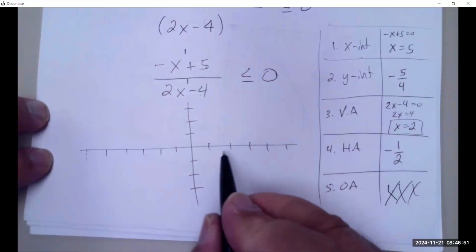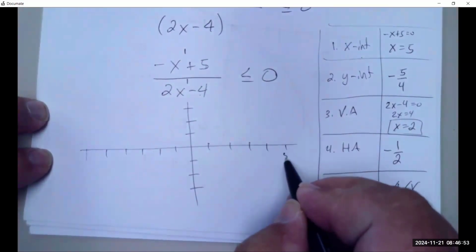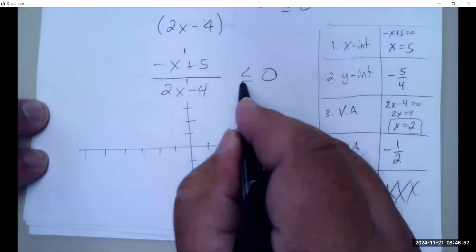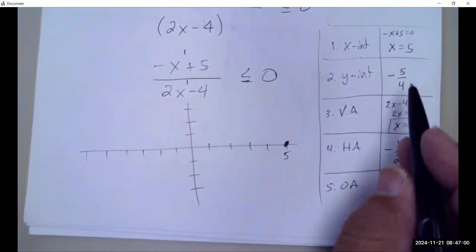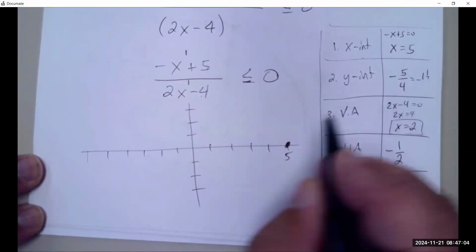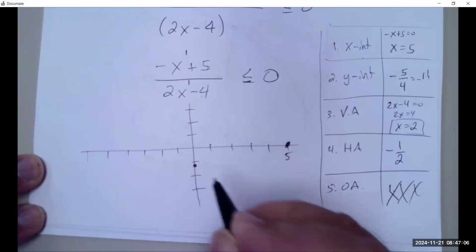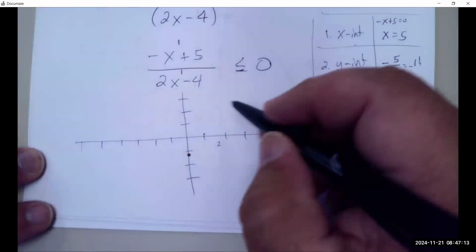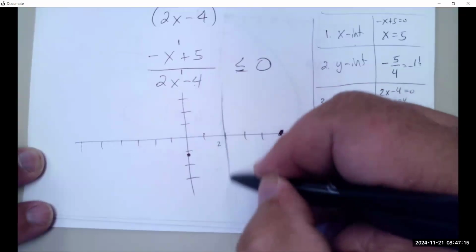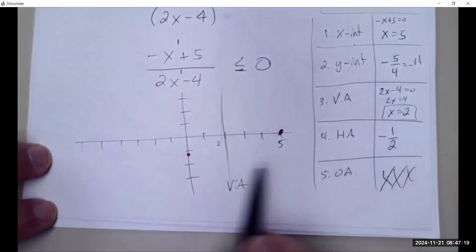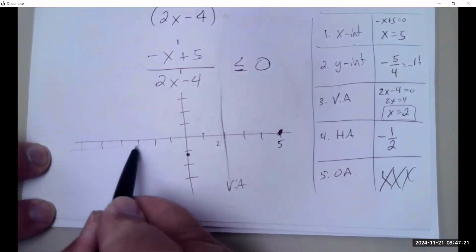So my x-intercept is 5. 1, 2, 3, 4, 5. Is it open or closed circle? Closed circle because there's an equality. The y-intercept is -5/4, which is -1 1/4. So it's down there. The vertical asymptote is at 2. Horizontal asymptote is at -1/2.